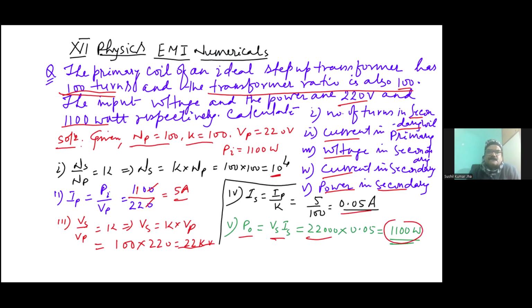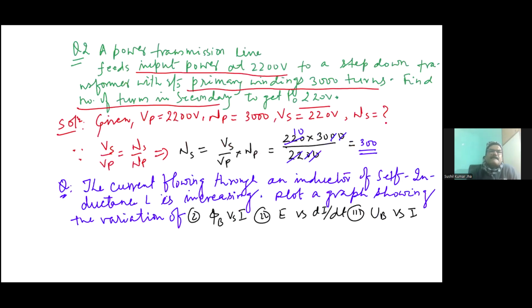Next is again similar related formula से numerical है. And this was also in CBSE. A power transmission line feeds input power at 2200 volt to a step down transformer with its primary windings 3000 turns. Find number of turns in secondary to get power output 220 volt. What are given values? Voltage in primary 2200, number of turns in primary 3000, Vs voltage in secondary 220. So number of turns in secondary we are told to find.